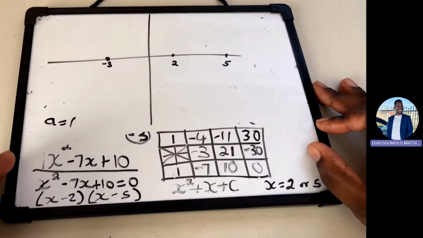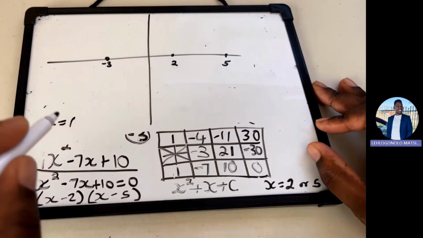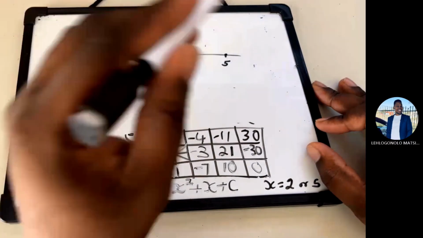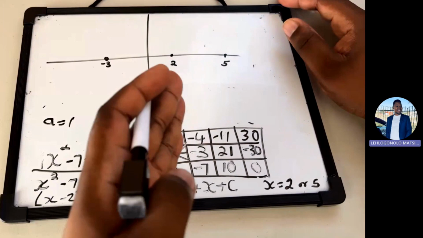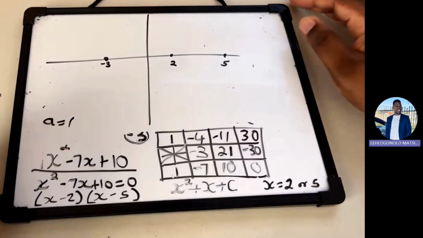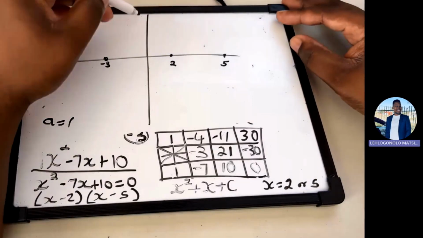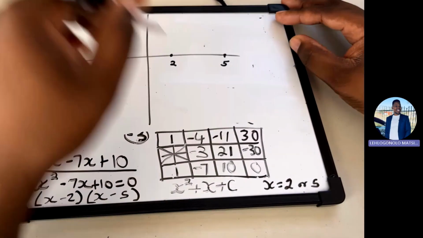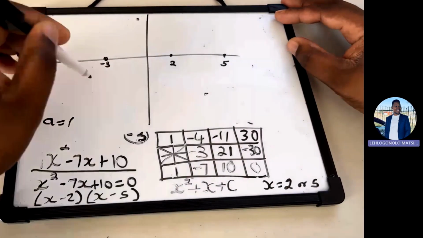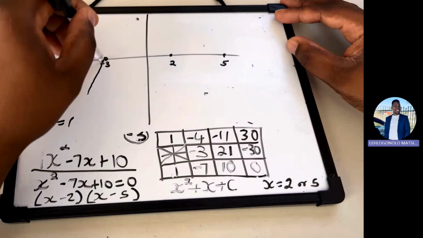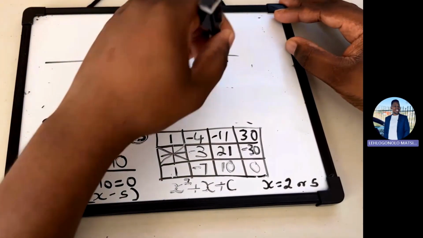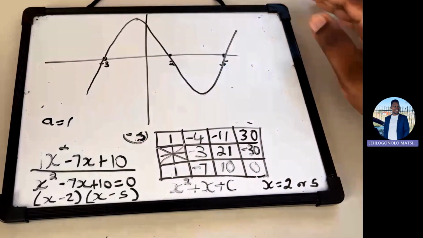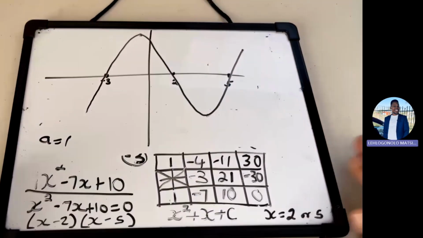Then our graph will be drawn coming down, going up. It will increase, decrease, and increase. Which means the turning point value is somewhere in between here and also here. Then the graph will have to increase, then decrease, and then increase. That is the graph drawn for this one.